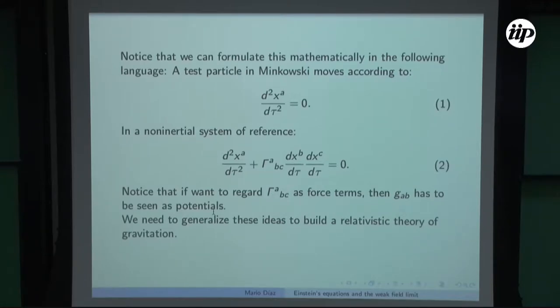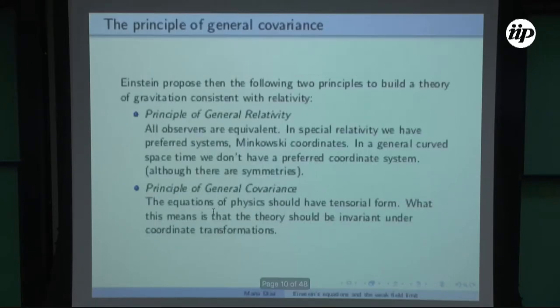So this can be formulated mathematically, thinking in terms of Minkowski space. This particle is going to follow the geodesic of a space-time, which are straight lines. So essentially, one is going to be the equation. In a non-inertial system of reference, we're going to have forces coming into play, and we get the full geodesic equation. And if we want to think of this as force terms, then the metric has to be seen as potentials, because remember, we calculate these Christoffel symbols, or connection coefficients as mathematicians call them, from the metric. And generalizing this to build a relativistic theory of gravitation.